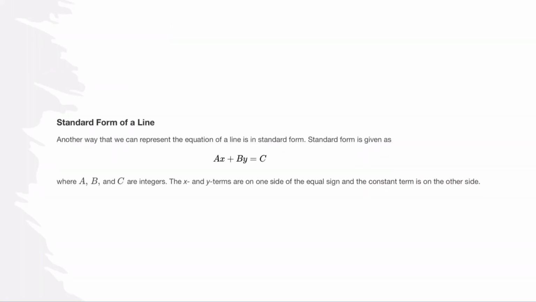So the standard form of a line, another way we can represent the equation of a line, is in standard form, where we have ax plus by equals c, where a, b, and c are integers. The x and y terms are on one side of the equal sign, and the constant term is on the other side.